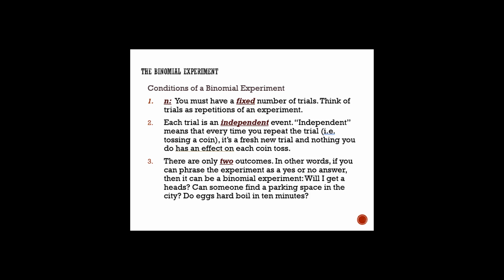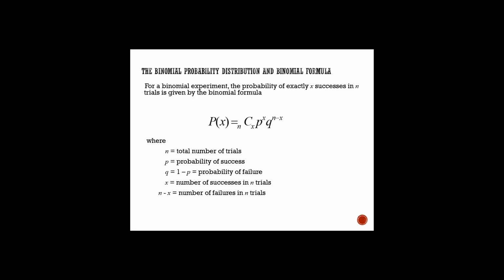Now, in other words, if you can phrase a question in your experiment yes or no, then it can be a binomial. In other words, if it could be heads or tails, that could be a binomial. Can someone find a parking space in the city? That would be yes or no. That could be a binomial. Do eggs get hard boiled in 10 minutes? Yes or no? That could be a binomial question. So it has to have just one of two outcomes.